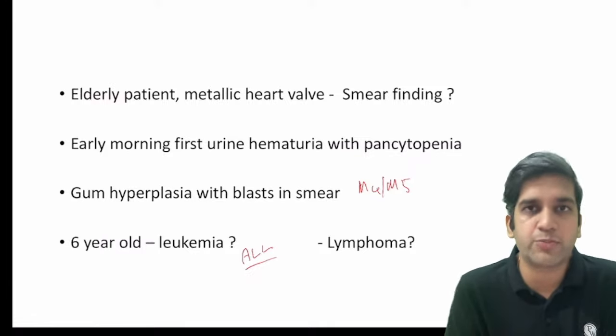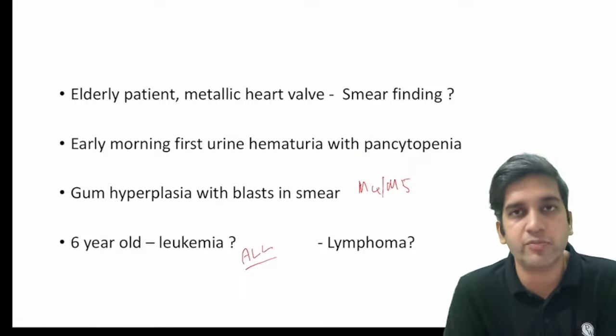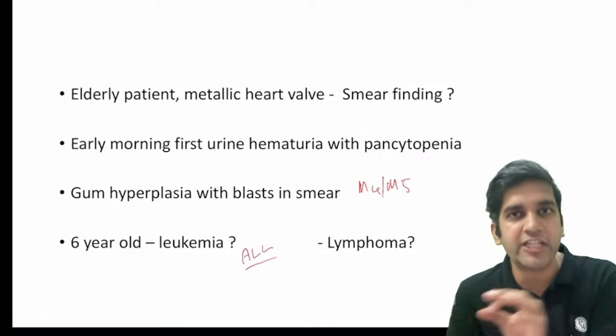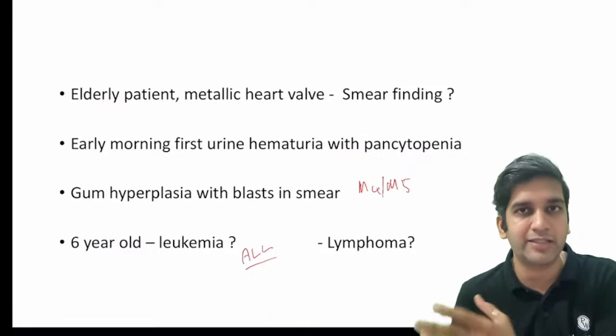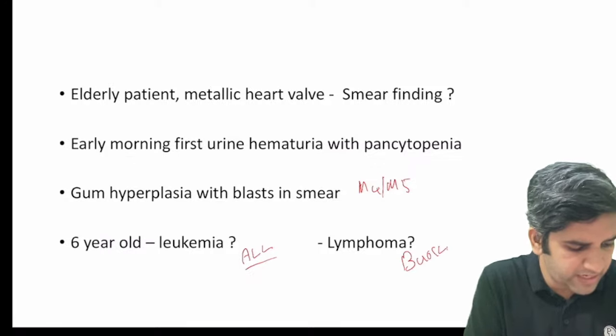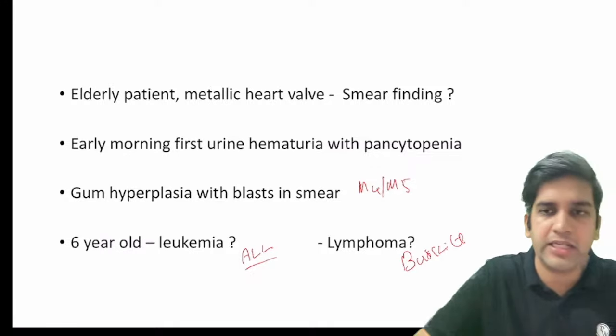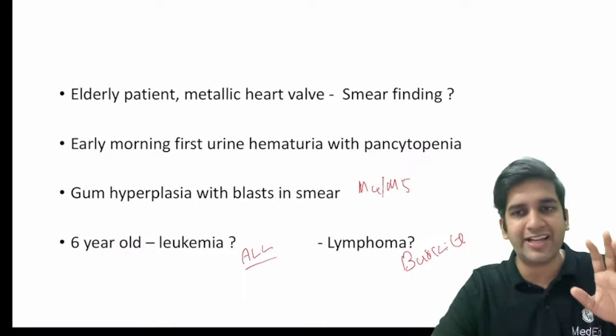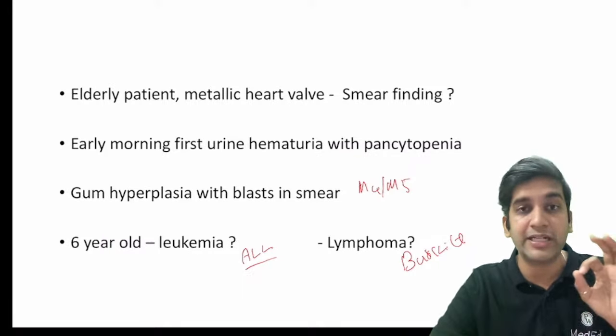A 6-year-old, what lymphoma comes to your mind? There's only one non-Hodgkin's lymphoma which happens in children. A child, an African child with a jaw swelling. That's a classical clue. It will be Burkitt. Every other lymphoma will happen in the elderly, adults, or even adolescents. In a child, it should be Burkitt. In a child, leukemia has to be ALL by default. Fine. These are classical clues.